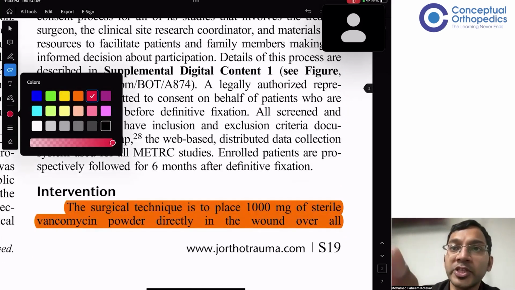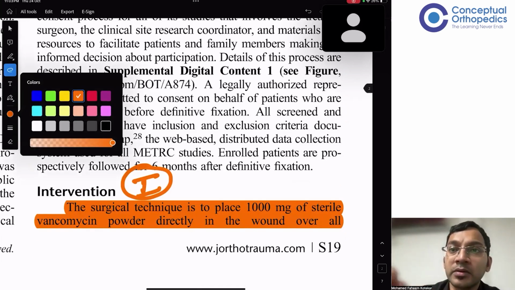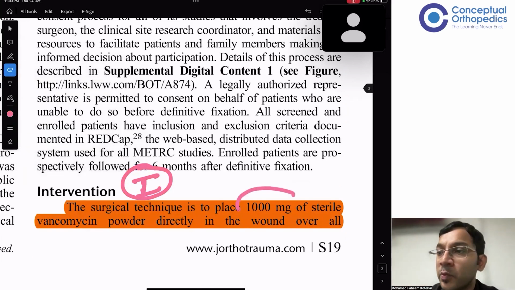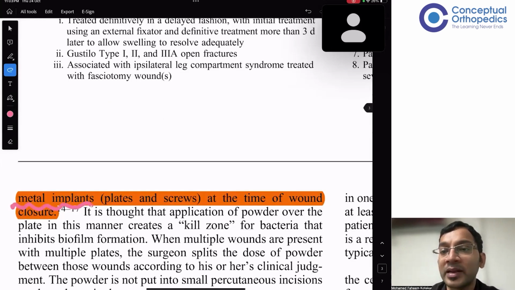Okay, so your intervention here is going to be to place 1000 mg of sterile vancomycin powder directly in the wound and over all the metal implants at the time of wound closure. So you are going to put 1000 mg of plain vancomycin powder over the wound and over the metal implants at the time of wound closure.